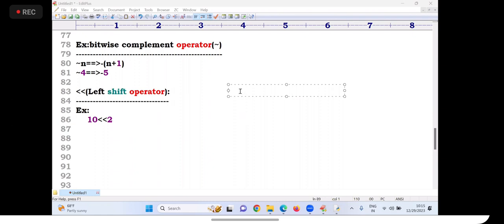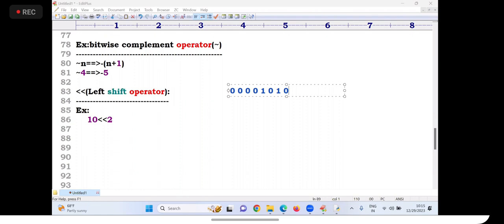Here 10, you can take 8 bits. First bits 0, 0, 0, 0, because 10 means only 4 bits, 1, 0, 1, 0. Remaining all filled with zeros. Now 1, 0, 1, 0 is internally represented in memory.